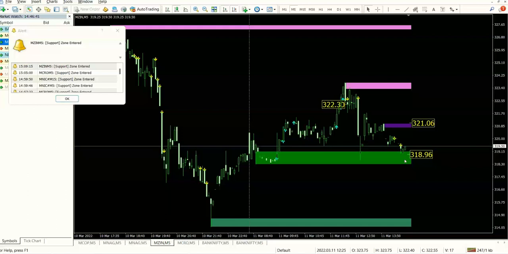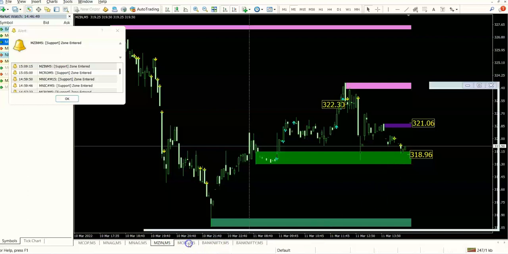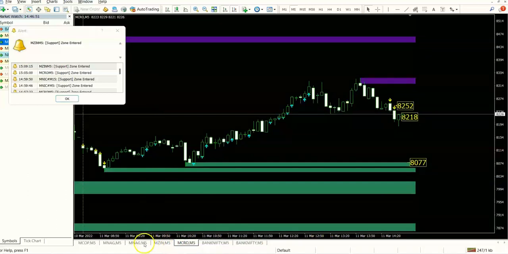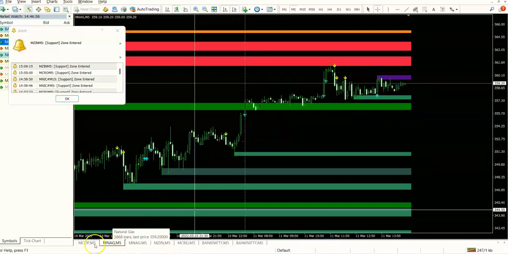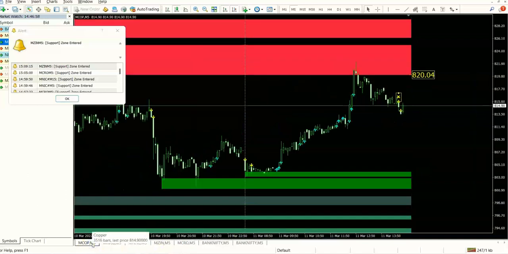No, it won't be a problem. We need to follow the current arrows, not the past arrows, at the time of the running market. Yeah, correct. NG is also stuck, and copper is also slow. So this is how you trade.